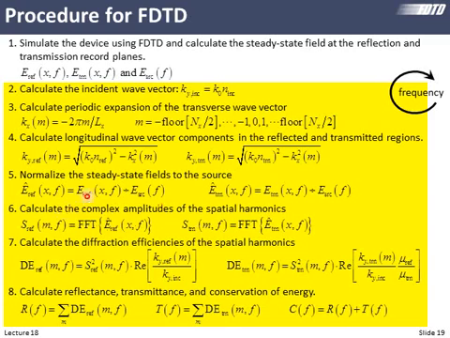Once we have the amplitudes of the spatial harmonics, we have all the information we need now to do our diffraction efficiency calculations. At this point, we'll know the diffraction efficiencies of each spatial harmonic at each frequency. We add up all of the reflected diffraction efficiencies, and we get overall reflectance. We add up the diffraction efficiencies of all our transmitted modes to get overall transmittance. And then we add those two together to get our conservation. And this should equal 1 if we don't have loss or gain in our model. If it's not, that's a sign that something is wrong.